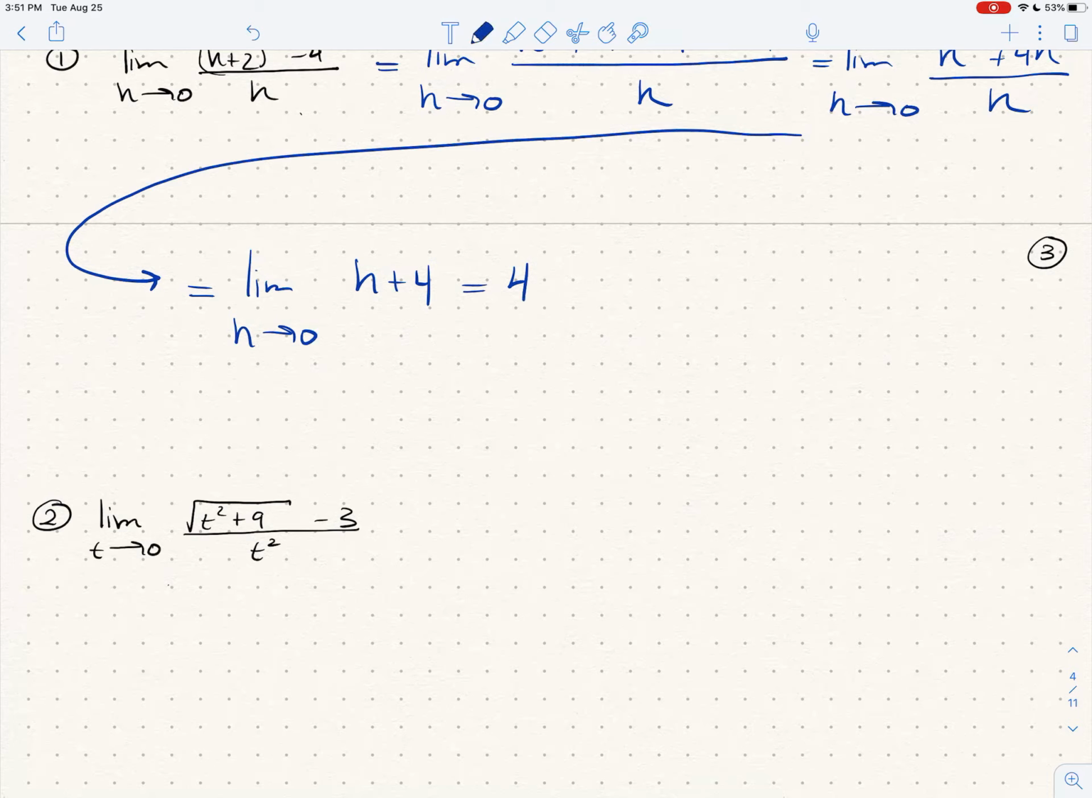And so I'm going to multiply top and bottom by the conjugate of the top. The conjugate is the radical, so the square root of t squared plus 9, and it's the same term 3, but you just change the sign. If it was a minus, make it a plus. If it was a plus, make it a minus. Whatever you multiply by upstairs, you've got to multiply by downstairs as well. You can only multiply this thing by 1.